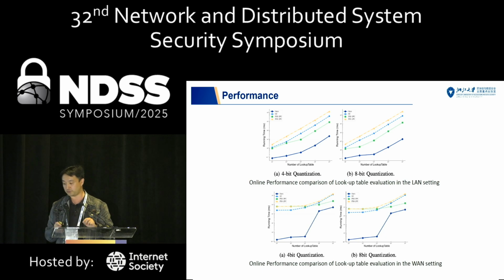Okay, and for performance, well, for 4-bit quantization, I won't emphasize the 4-bit version because the 8-bit version has roughly the same efficiency. For 8-bit quantization, we're about 10 times faster than, for example, the state-of-the-art 3PC FSS, that stands for function secret sharing, and 2PC FSS, and of course garbled circuits, etc. And for the WAN setting, we actually do much faster.